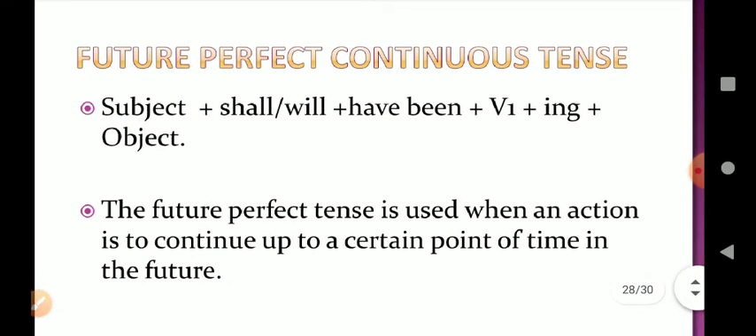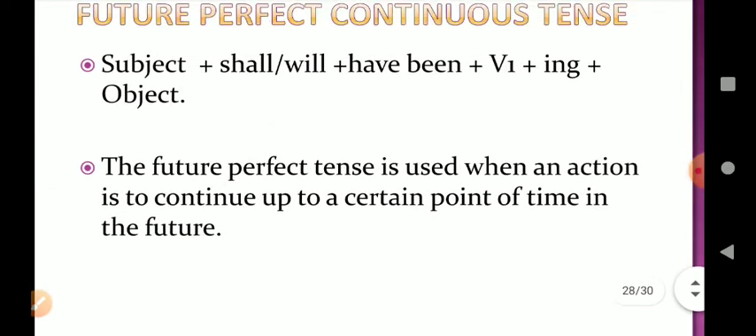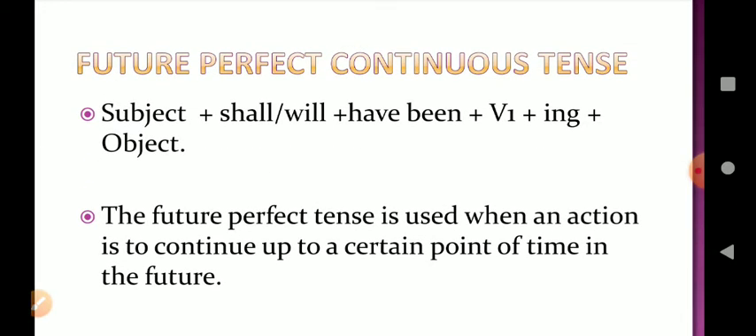Future perfect continuous tense means any action which will start in the future and will continue at a time. Or you can also say that any action which will start in the present time and will continue in the future also.